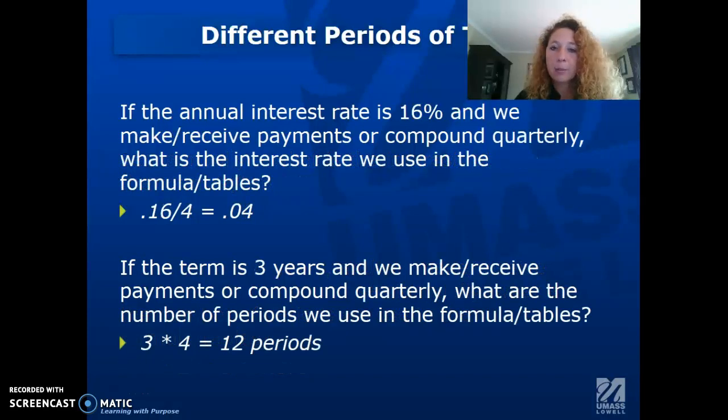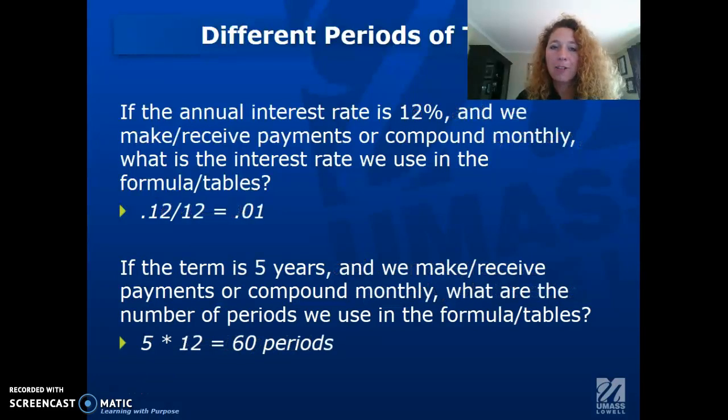Second one is 16% receiving payments quarterly, so that's going to be 4% per quarter. And if we do that for 3 years, that'll be 12 periods. And our last one, if it's 12% payments monthly, then it's going to be 1% per month. And if it's 5 years, then we'll use 60 periods. Okay. So go back if you have any trouble, and I hope that I'll see you in the 3rd video where we're going to talk about deferred annuities.